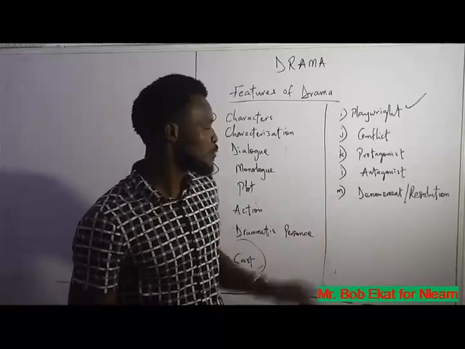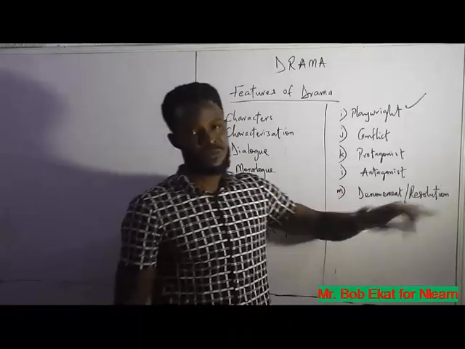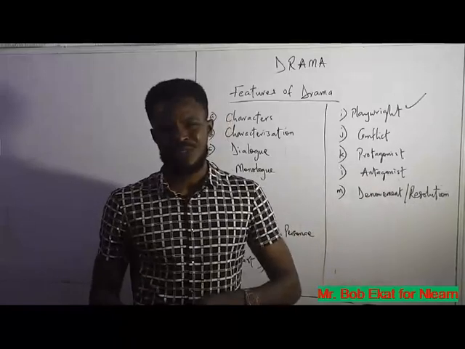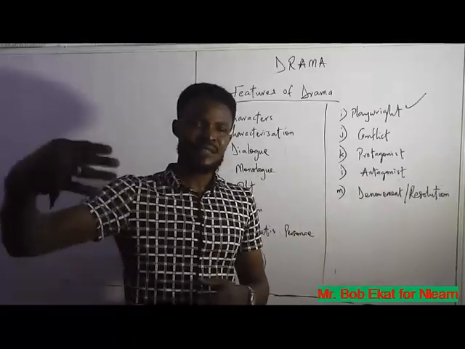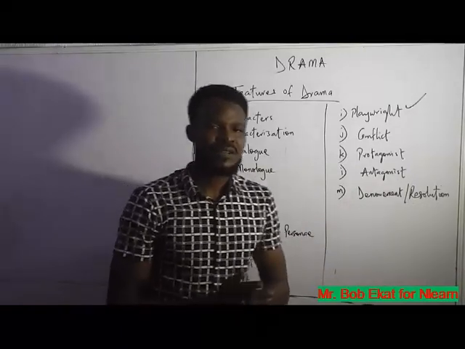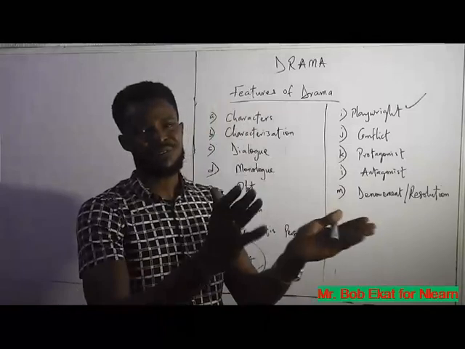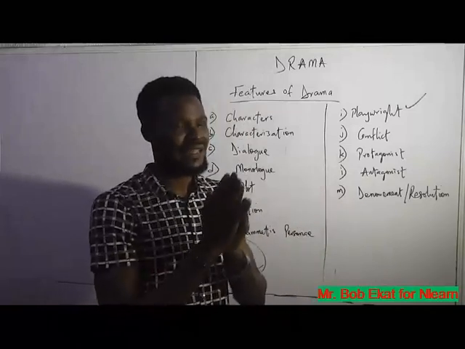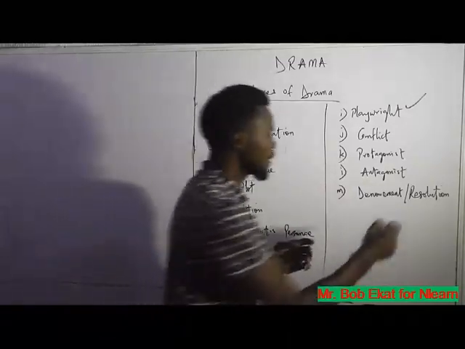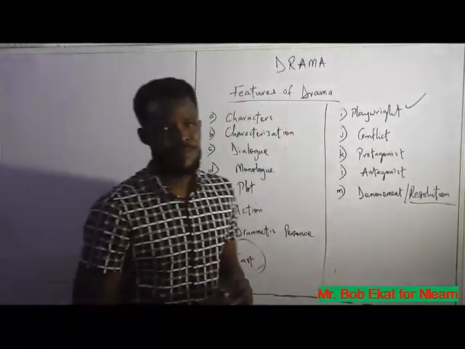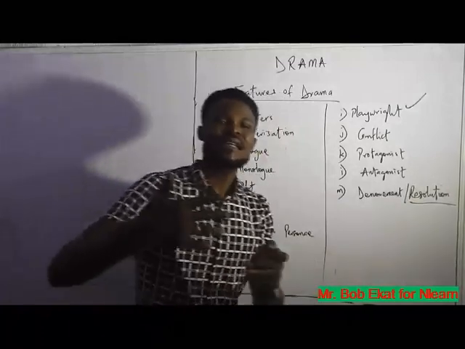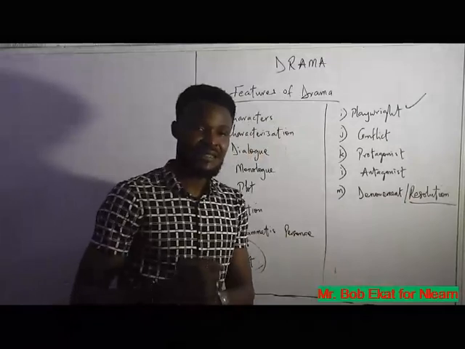And then we have denouement or resolution. Denouement or resolution here refers to the ending point of a story, of a play. It is that point where all conflicts are resolved and the story ends well. The story ends with the resolution of all conflicts, and that's why you have the word resolution here. At the point of denouement or resolution, a story is winding down. A story is ending.